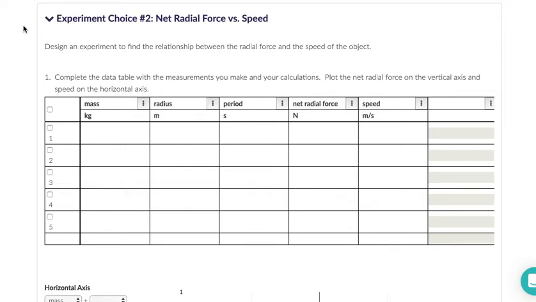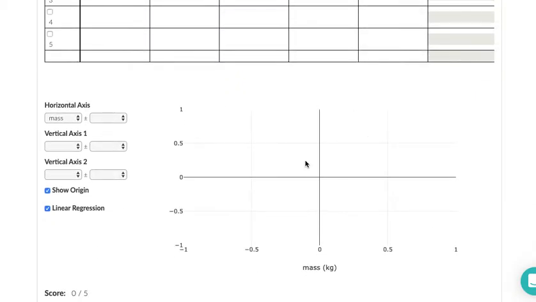So this is to take a look at experimental choice number two, radial net force versus speed. In this case, we have a data table to help organize our information: mass, radius, the period or change in time, radial net force and speed. Down below here, we have a graph, which we're gonna turn into a radial net force versus speed graph.